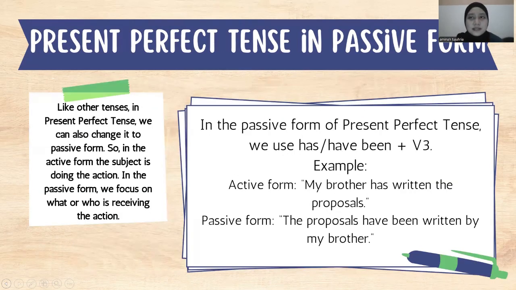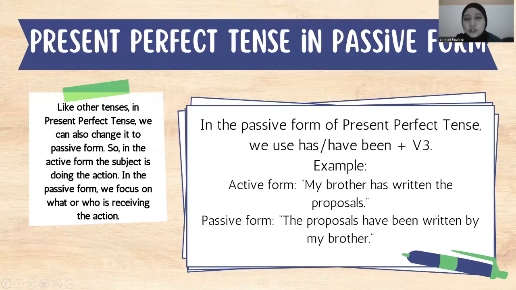Present perfect tense in passive. Like other tenses, present perfect tense can also be changed to passive form. In the active form, the subject is doing the action. In the passive form, we focus on what or who is receiving the action. In the passive form of present perfect tense, we use has or have, been plus verb 3.